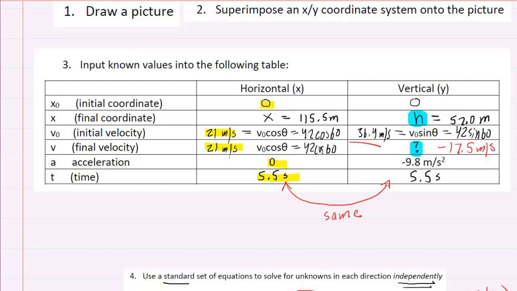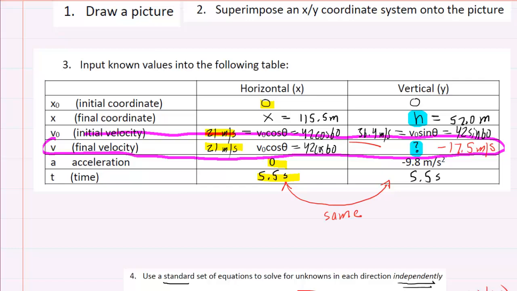But for the speed at point A, we would be looking at the final velocity row right here. So all this information right here. Now we do have to be careful here because we have two different values. We have the 21 for the horizontal and then the negative 17.5 for the vertical.